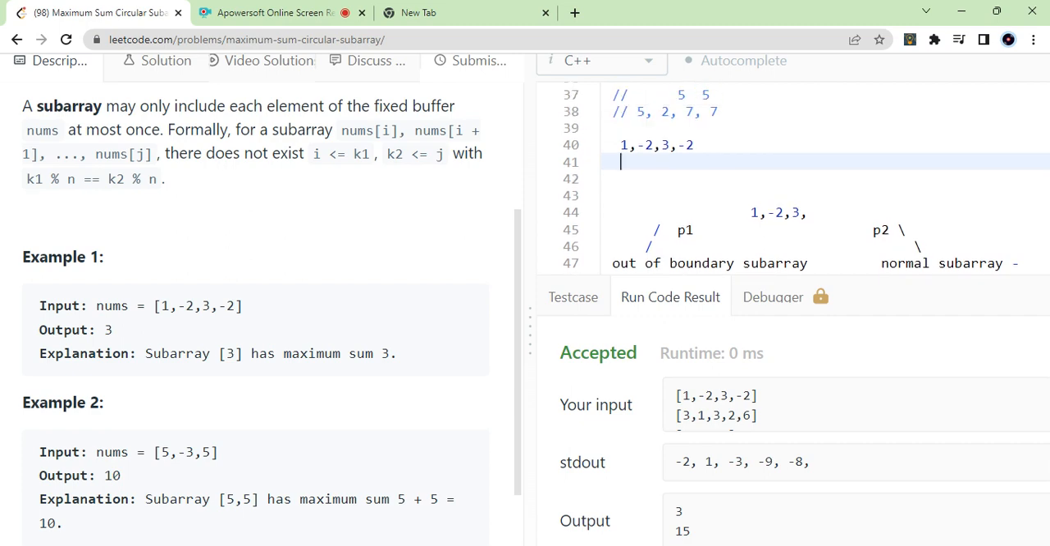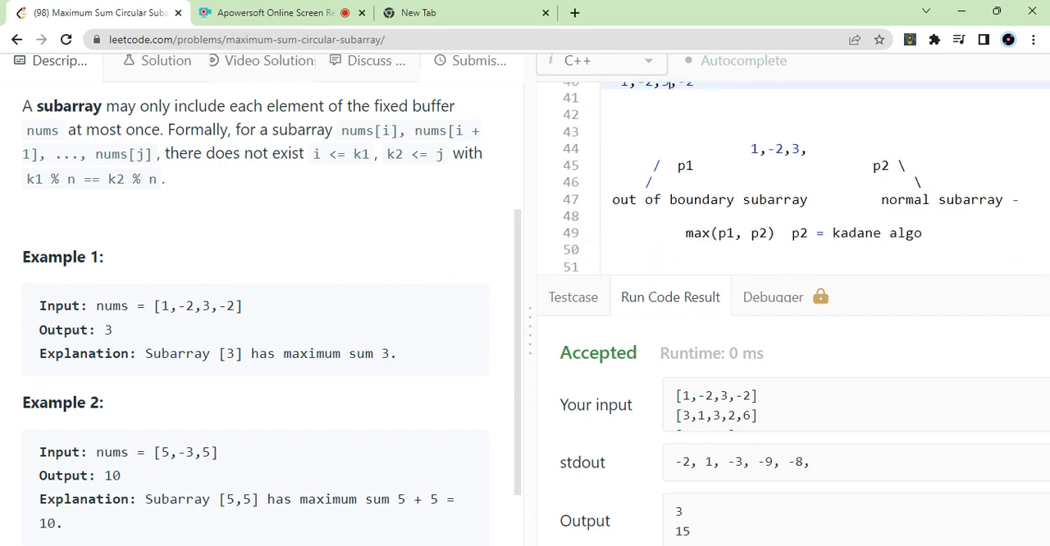How will you deal with all of the out of boundary subarrays? It's not much of a task, because what we can essentially do is remove some of the elements from this side, and then remove some elements from the middle part. Whatever you get is the complementary. The good thing about out of boundary subarrays is that each is a complement of some normal subarray, right?